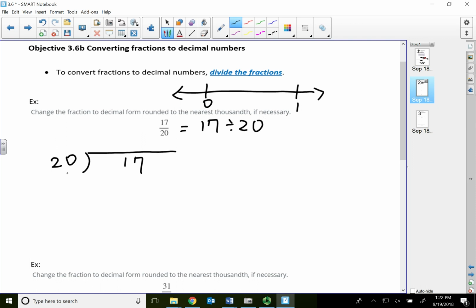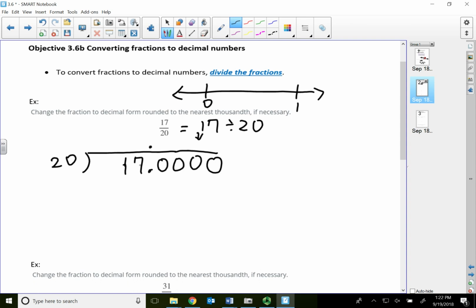My divisor is already a whole number, so the decimal is behind the 7. I need to round to the nearest thousandth, so I need my tenths, hundredths, and thousandths place. But does my thousandth place go up or stay the same? That depends on what the ten-thousandths place is. Once I know what this digit is in the ten-thousandths place, then I know how to round.